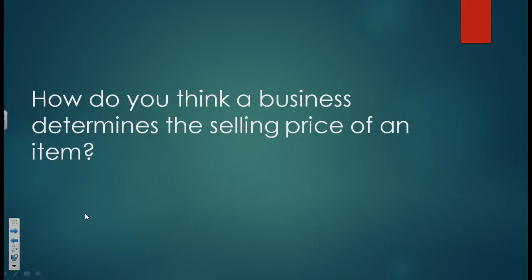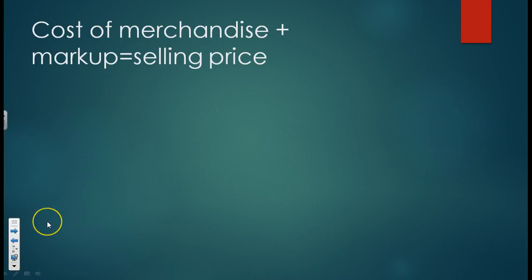Now, how does a business determine that? Well, of course, it's based on accounting, it's based on numbers, and it's based on money. So let's look at how they do that. You take the cost of what you paid for the merchandise, plus you decide what you want to make, which is called a markup. Makes sense. You mark up the price, and then that gives you the selling price.